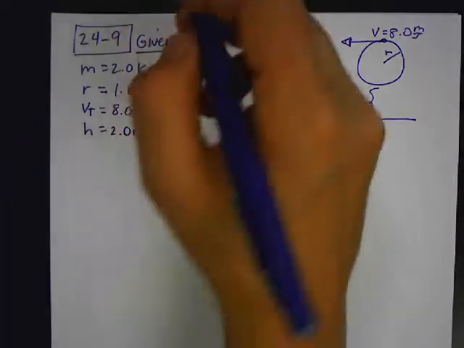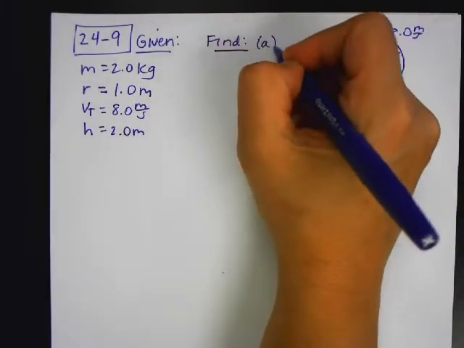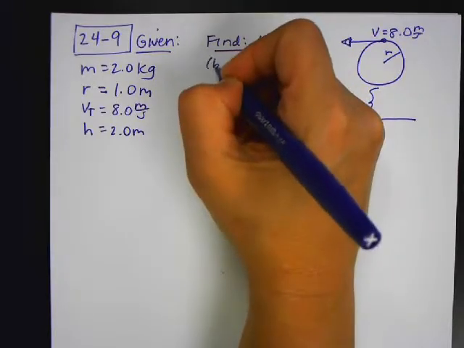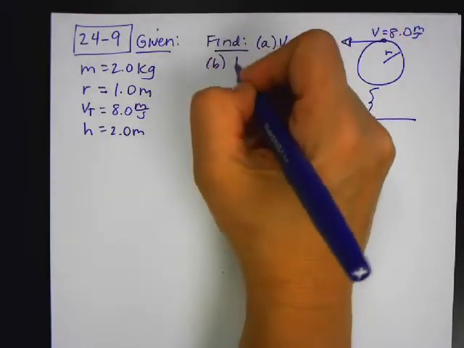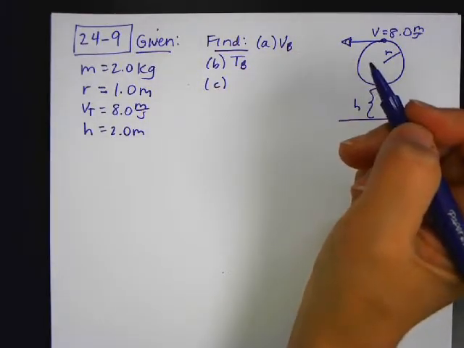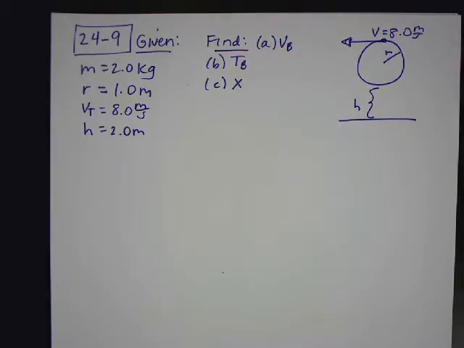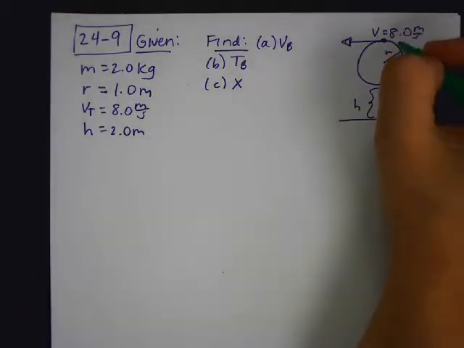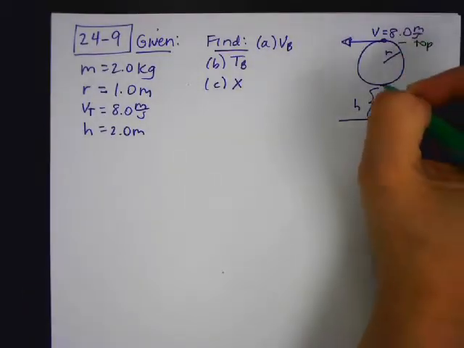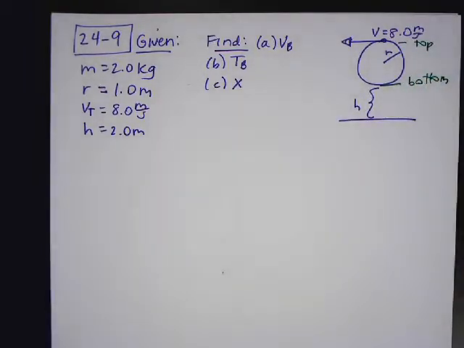So now, what do they want us to find? Find A, the speed at the bottom, so VB, B, the tension in the string at the bottom, and C, if the string breaks, how far will it move horizontally, X. So that's what we want to find. Just to clarify, I'm going to call this the top, I'm going to call this the bottom, and I'm not going to call this part anything for now.